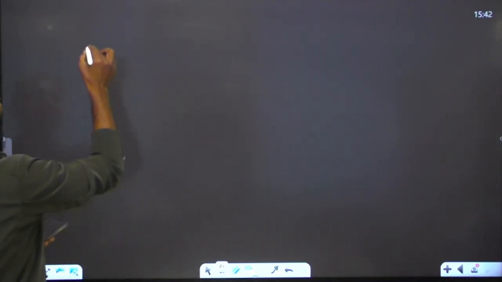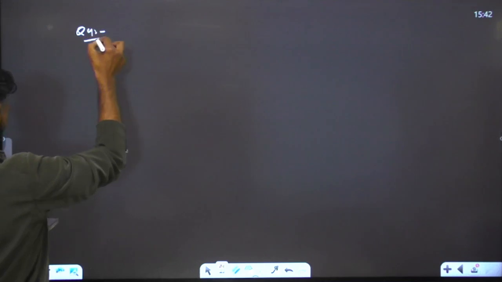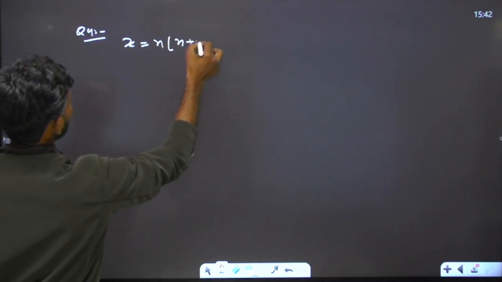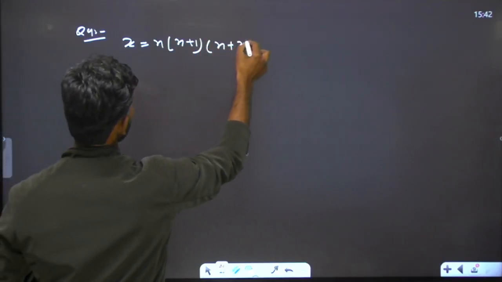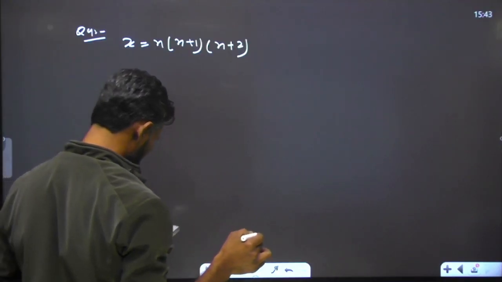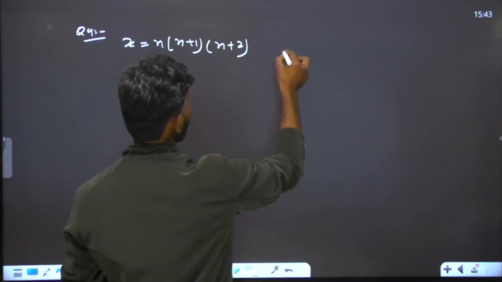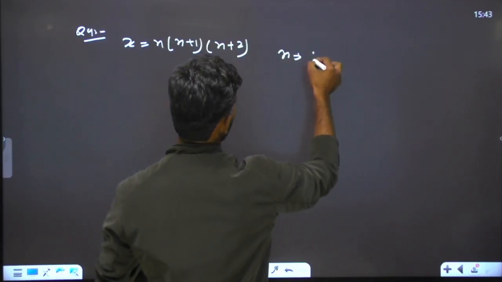In the next question, it is said that x equals n plus 1 into n plus 2. And one more thing is mentioned over here: n is an even natural number.